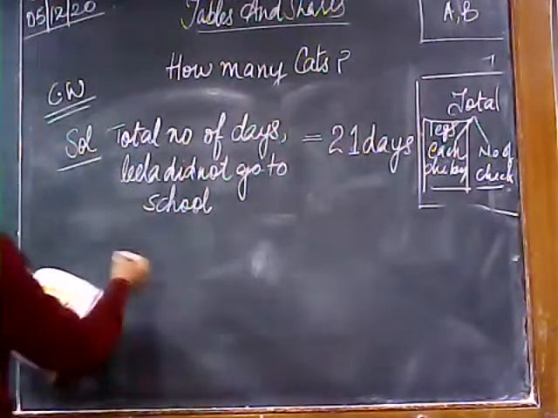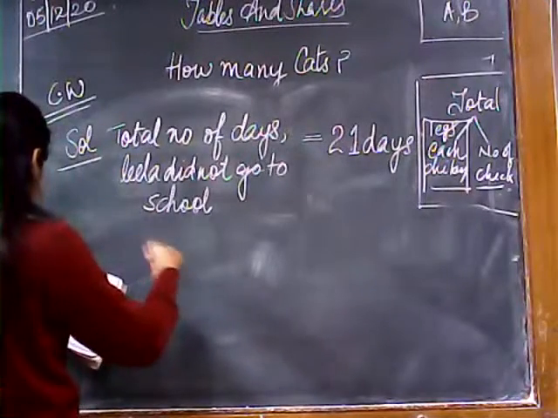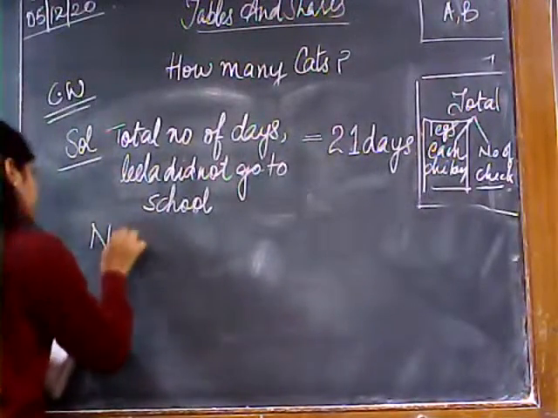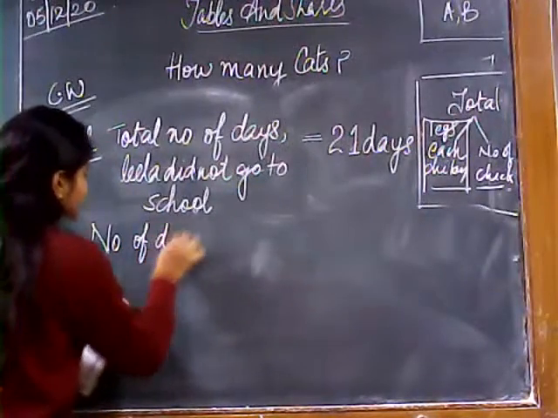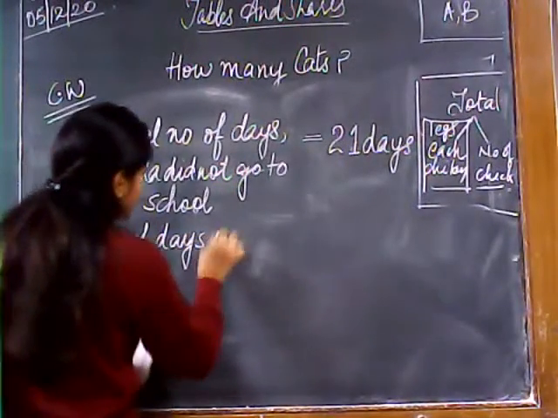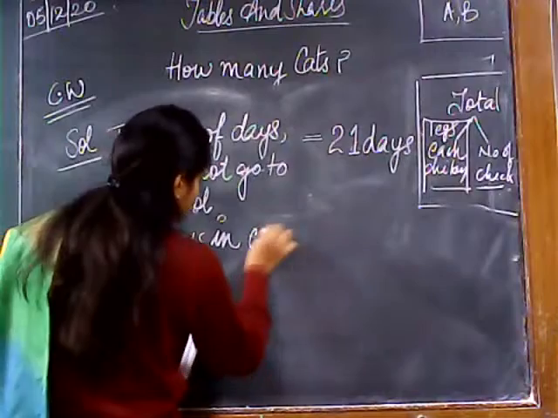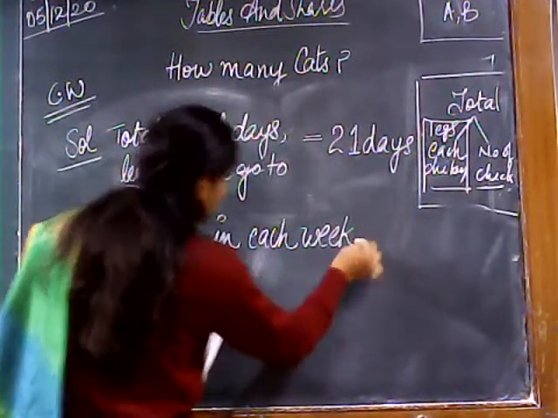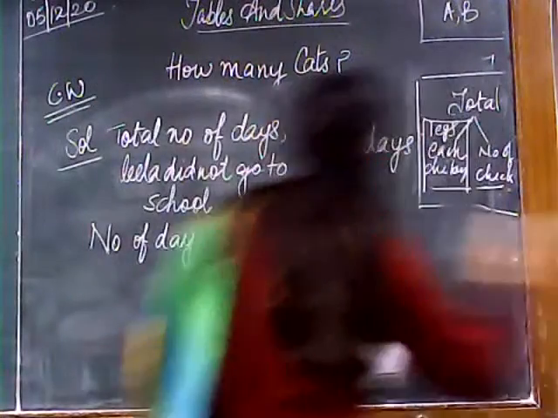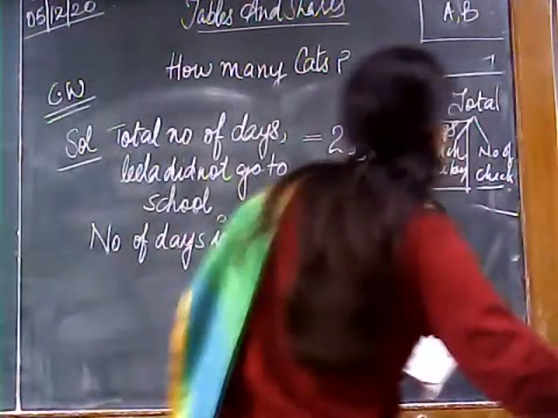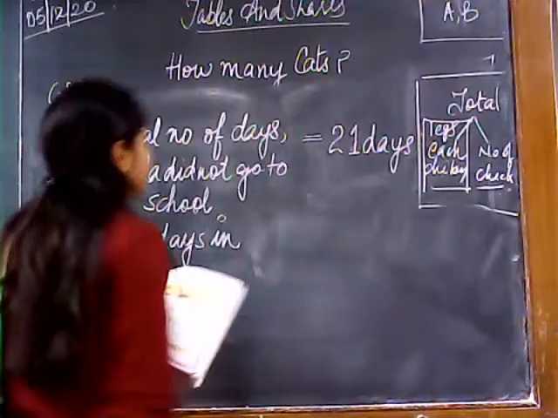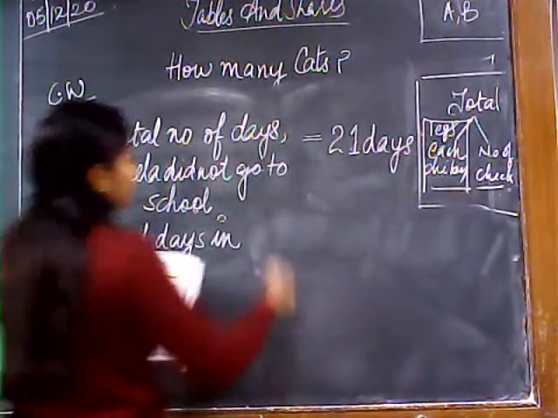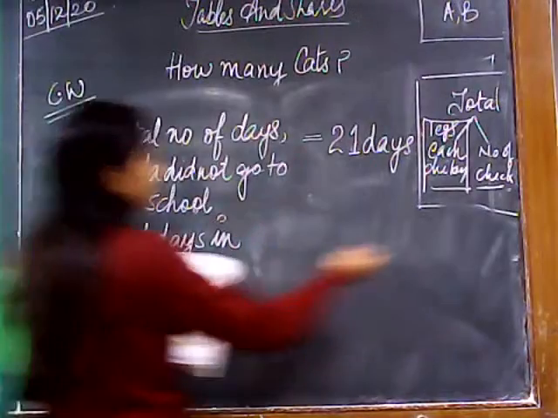21 days. Then after that, we will write the number of days in each week. Number of days in 1 week. Because when we divide the total number of days by the number of days in 1 week, only then will we get the number of weeks.